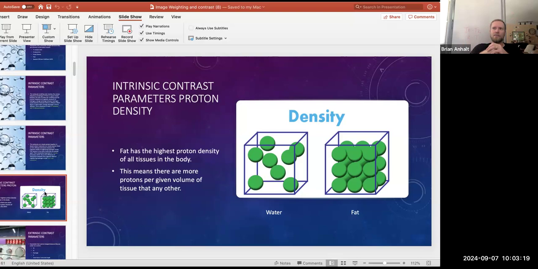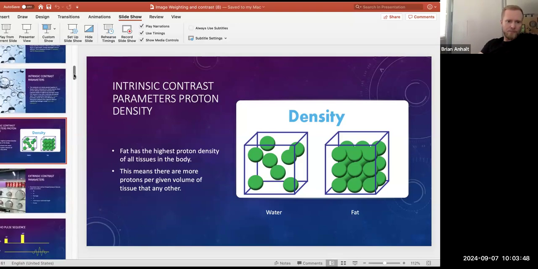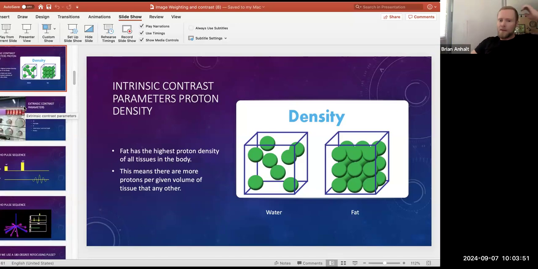That makes sense? So if I have 1 cup of fat and 1 cup of water and I put them in the main magnetic field, that might be the water's NMV. And that might be the fat's NMV, right? And then this determines how much magnetization we can put into the transverse plane, right? So those are all the intrinsic contrast parameters that we'll talk about.